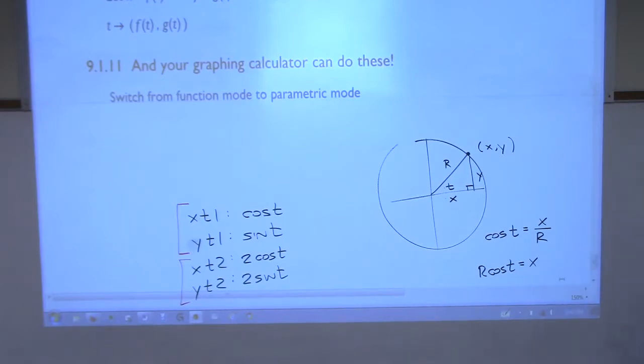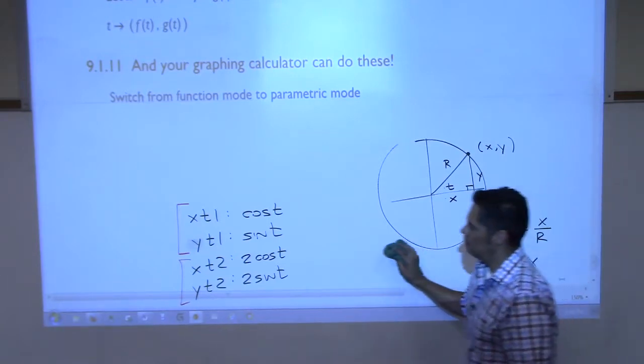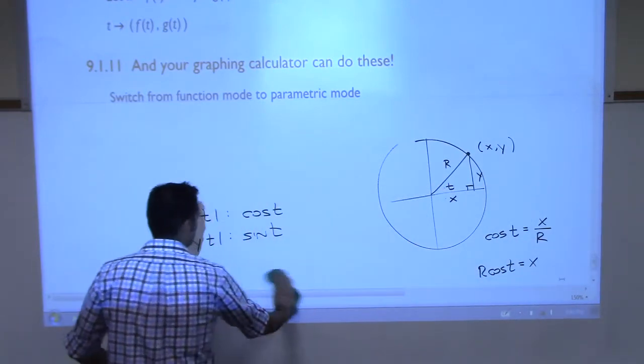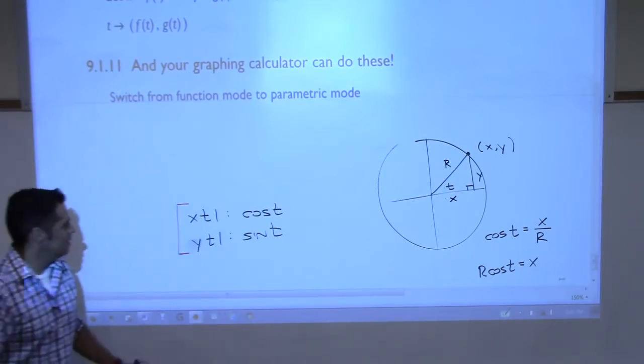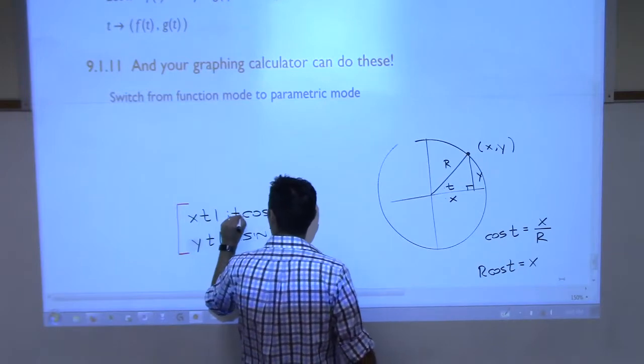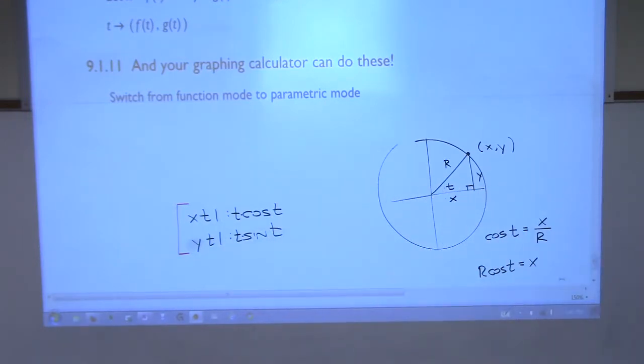Pretty cool. We'll do one more. Any questions, though? Let's do one more. And don't type this in, okay? Don't type it in yet. I want predictions. T cosine t, t sine t.